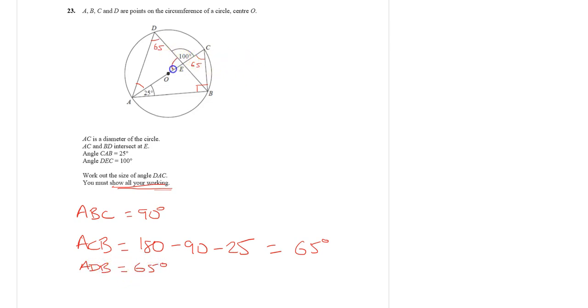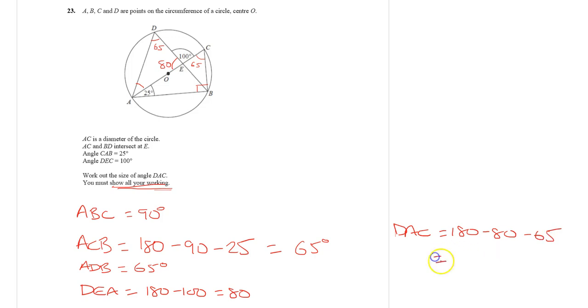And then this one here, so DEA, is 180 minus 100, which is 80 because of angles on a straight line. So that one's 80, which means that the angle here at the end, so DAC, is going to be 180 minus 80 minus 65. So 180 minus 80 is 100, minus 65 is 35 degrees.